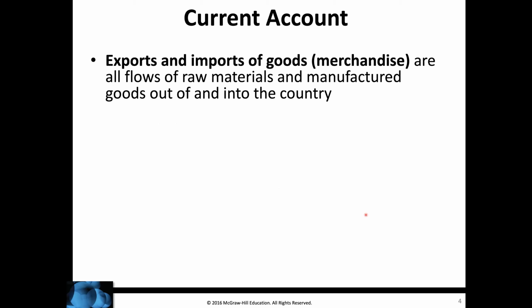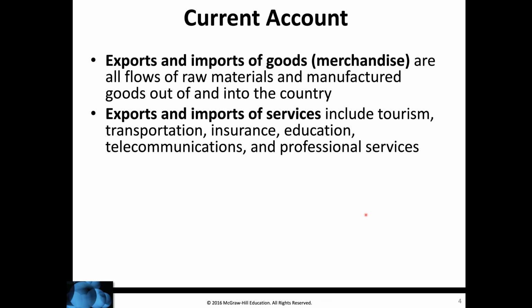So with the current account, we're looking at exports and imports of goods. So this is merchandise, all flows of raw materials and manufactured goods out of and into the country. So manufactured goods and raw materials coming in and out of a country. Also, we've got the exports and imports of services, which include tourism, transportation, insurance, education, telecommunications, and professional services. So we've got goods and services that are both being exported and imported.